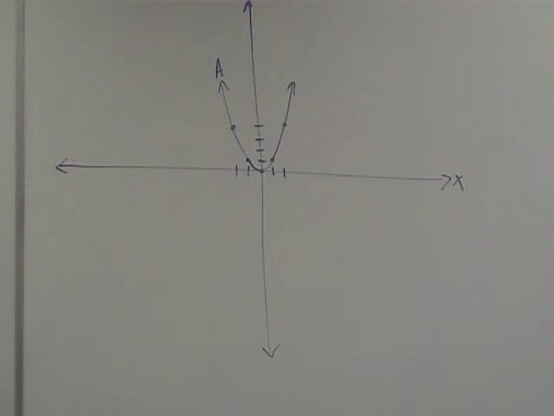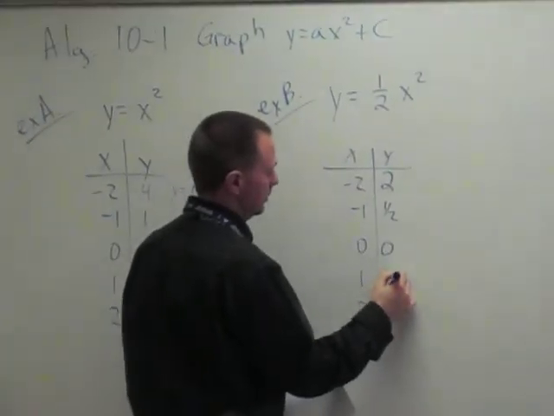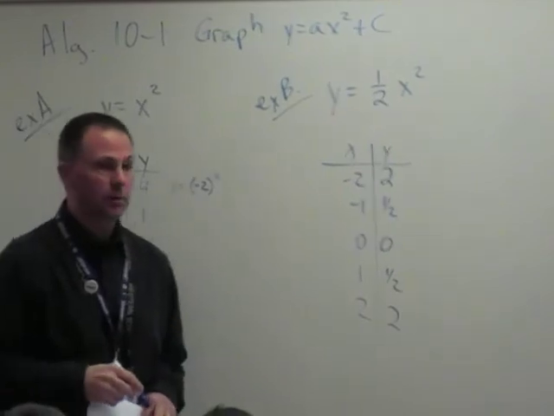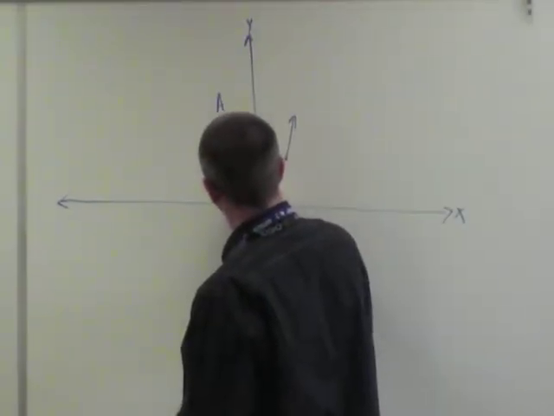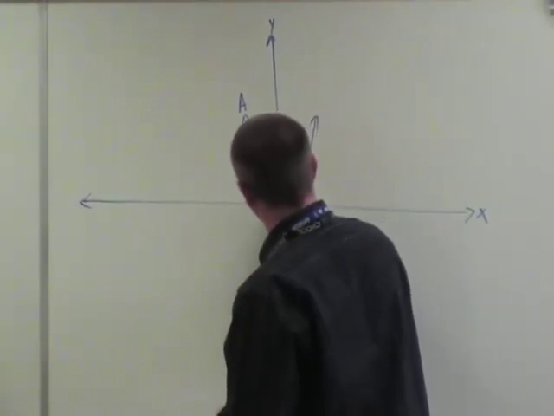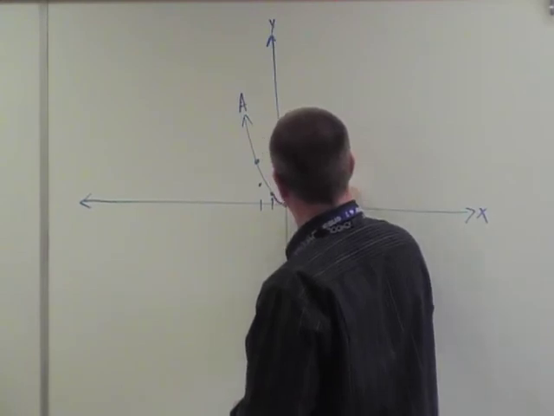Okay? Example B. Everybody do this one. y equals 1/2 x squared. Make an x, y table with -2, -1, 0, 1, and 2. Everybody figure it out? Okay, so we have -2, 2, -1, 1/2, 0, 0, 1, 1/2, and 2, 2.